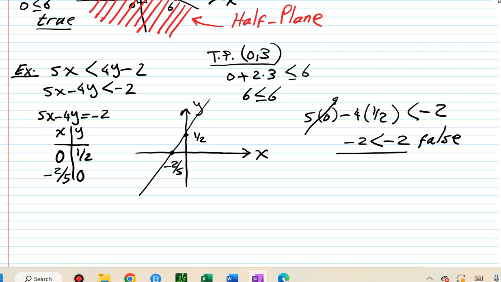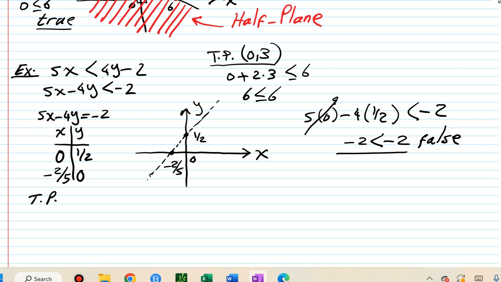And it's because of that we're going to turn this line into a broken line, a dotted line, or a dashed line, however you call it. And that's what this one is. And we have the line. So that takes care of the boundary, so to speak. So no points on the line so far. We don't have a solution. Now, we need to shade a region. The half plane is what we're looking for.